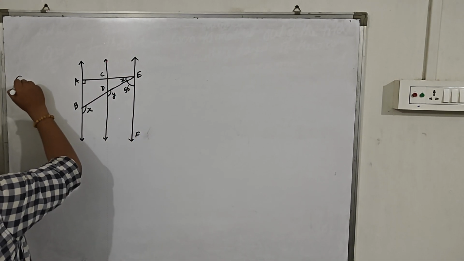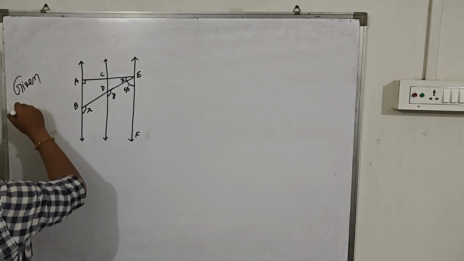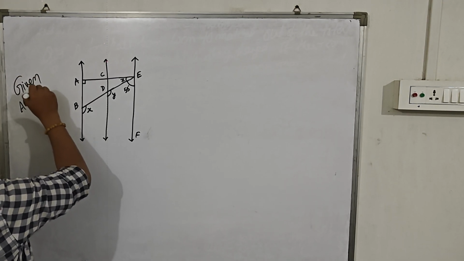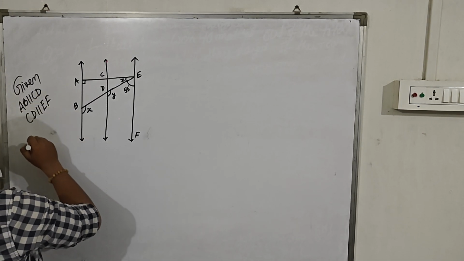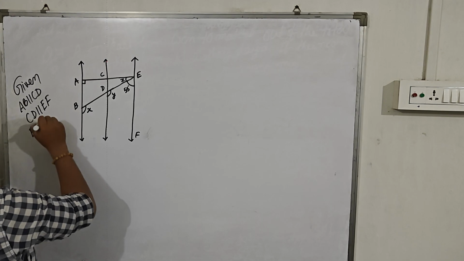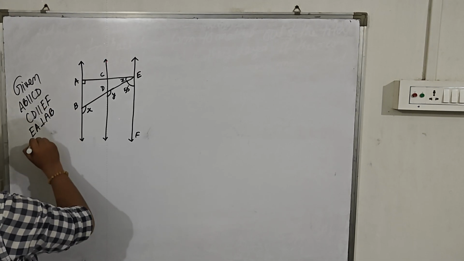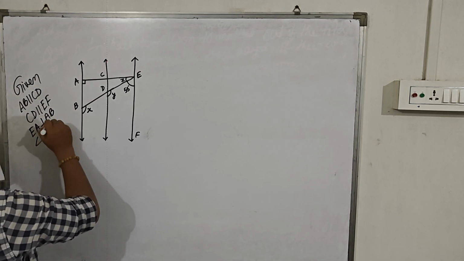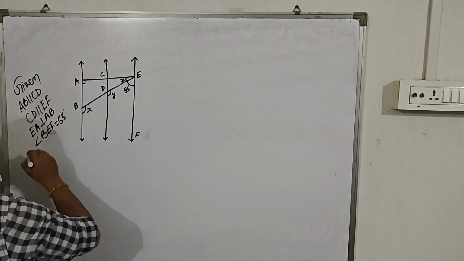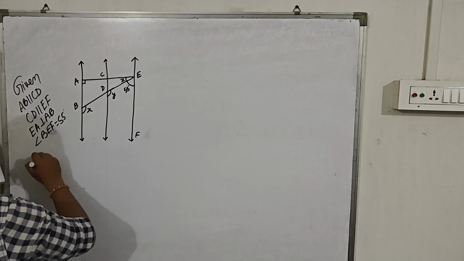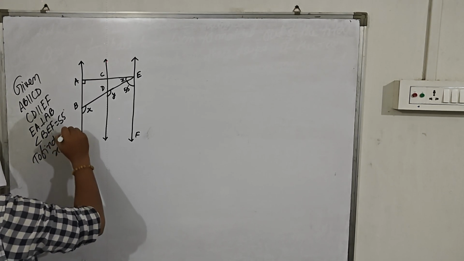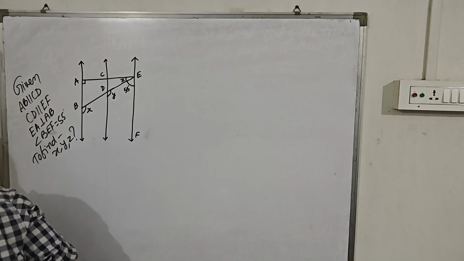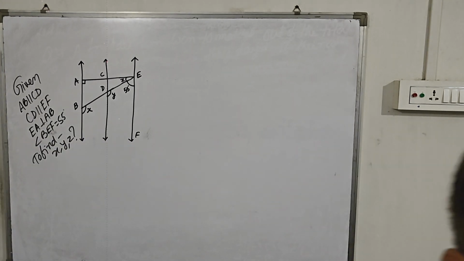What is given here? Given: AB parallel to CD. Then CD parallel to EF. EA perpendicular to AB. BEF is 55 degree. So we have to find X, Y and Z. This is for you. Try to solve this question. All the necessary conditions are written.